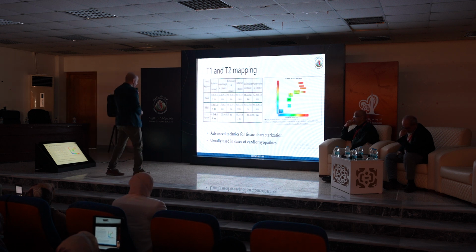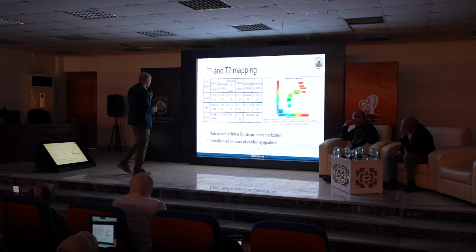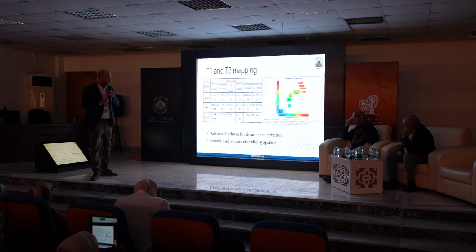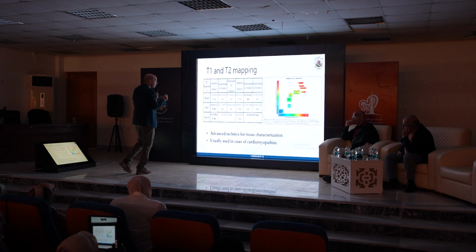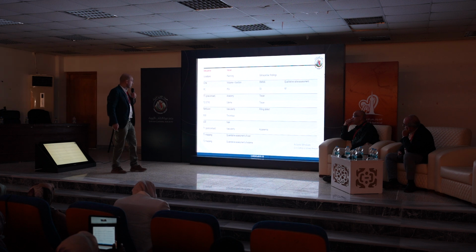T1 and T2 mapping are advanced techniques for tissue characterization, usually used in cases of cardiomyopathies. They will visualize the interstitial abnormalities like fibrosis, like wide extracellular space, and will measure the presence of myocardial edema and its extent. So these are our usually used sequences.